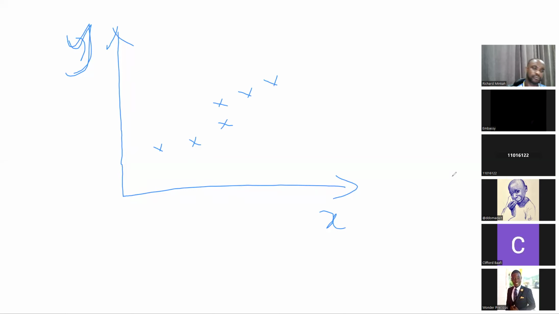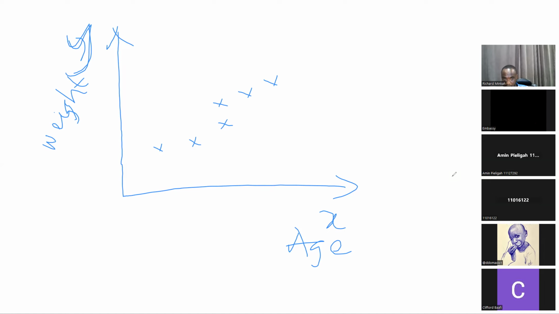What can you say about the relationship between Y and X? There's a positive relationship. Let's say Y is positively correlated. X is, let's say, age. There's a direct relationship.